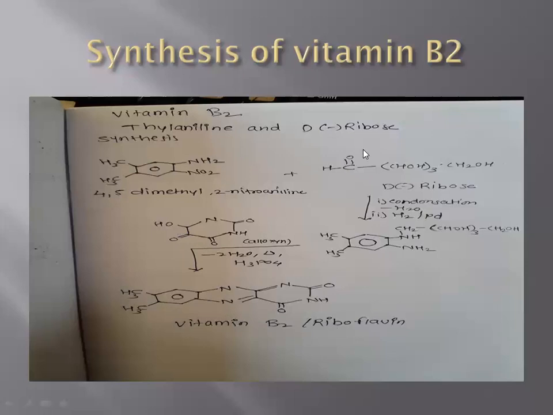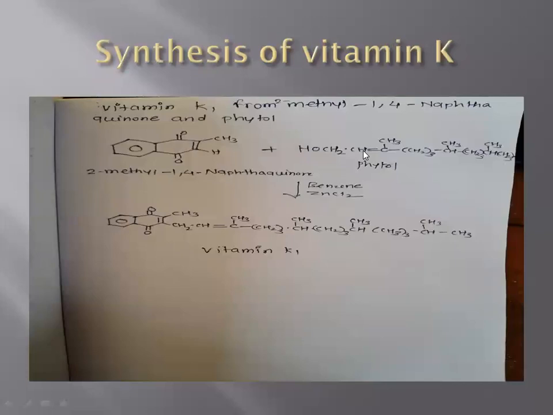Okay, let's move further. Next topic is our synthesis of vitamin K. We are going to synthesize this vitamin from 2-methyl 1,4-naphthoquinone and phytol. These are our two reactants. First reactant is 2-methyl 1,4-naphthoquinone. When it reacts with phytol in presence of benzene and zinc chloride, we will get one new structure, which is vitamin K1. Okay, let's see what happened in this reaction.